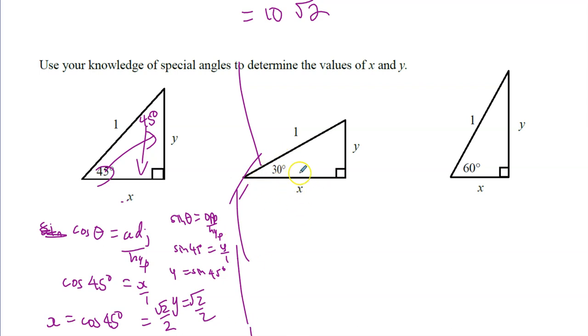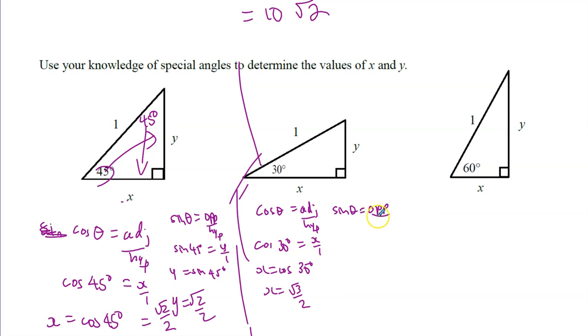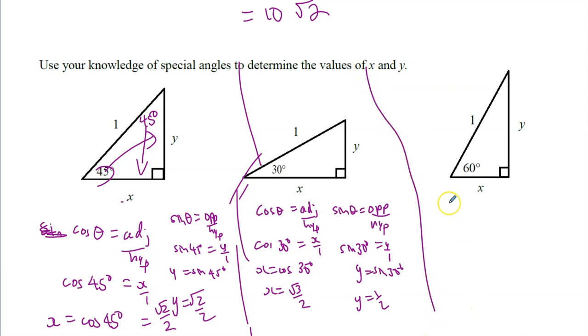We got 30 degrees. Let's do x first. That's hypotenuse, so cos theta is adjacent over hypotenuse. Cos 30 degrees is x over 1. X is just cos 30, which is root 3 over 2. Sine theta is opposite over hypotenuse. Sine 30 degrees is y over 1. Y is sine 30. Y is 1/2.